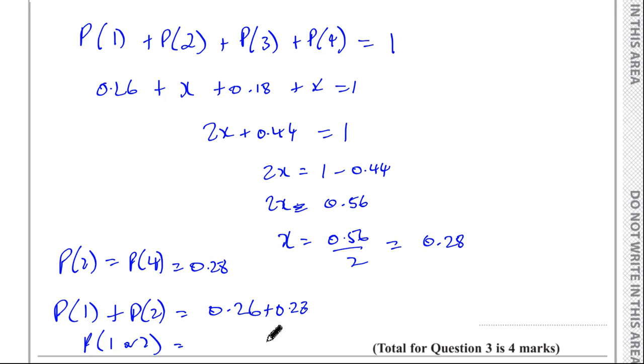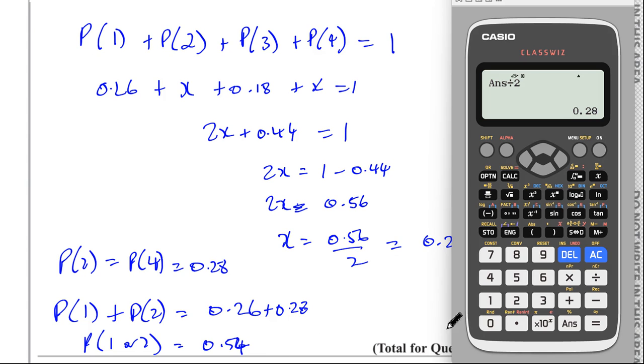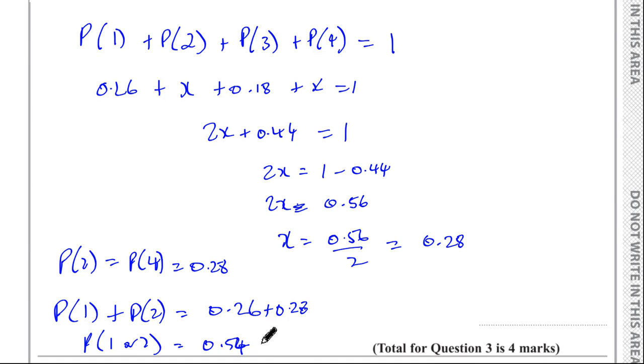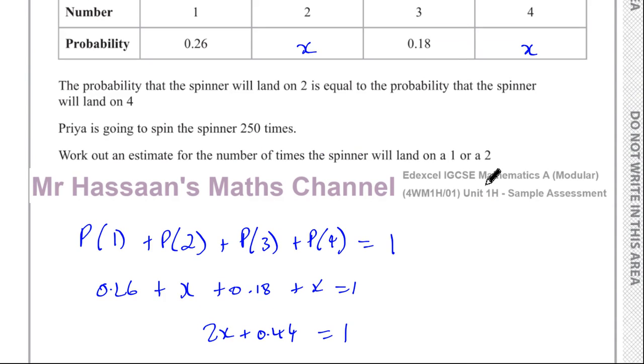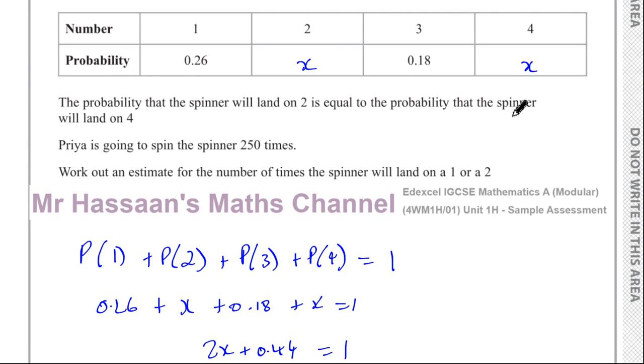So that's going to be 40 plus 14, 0.54. Again, we can confirm that. You take 0.28 plus 0.26. That gives you 0.54. So that's the probability it lands on 1 or 2. So now what we can do is find out an estimate for the number of times it is likely to land on a 1 or a 2. So we take that probability.